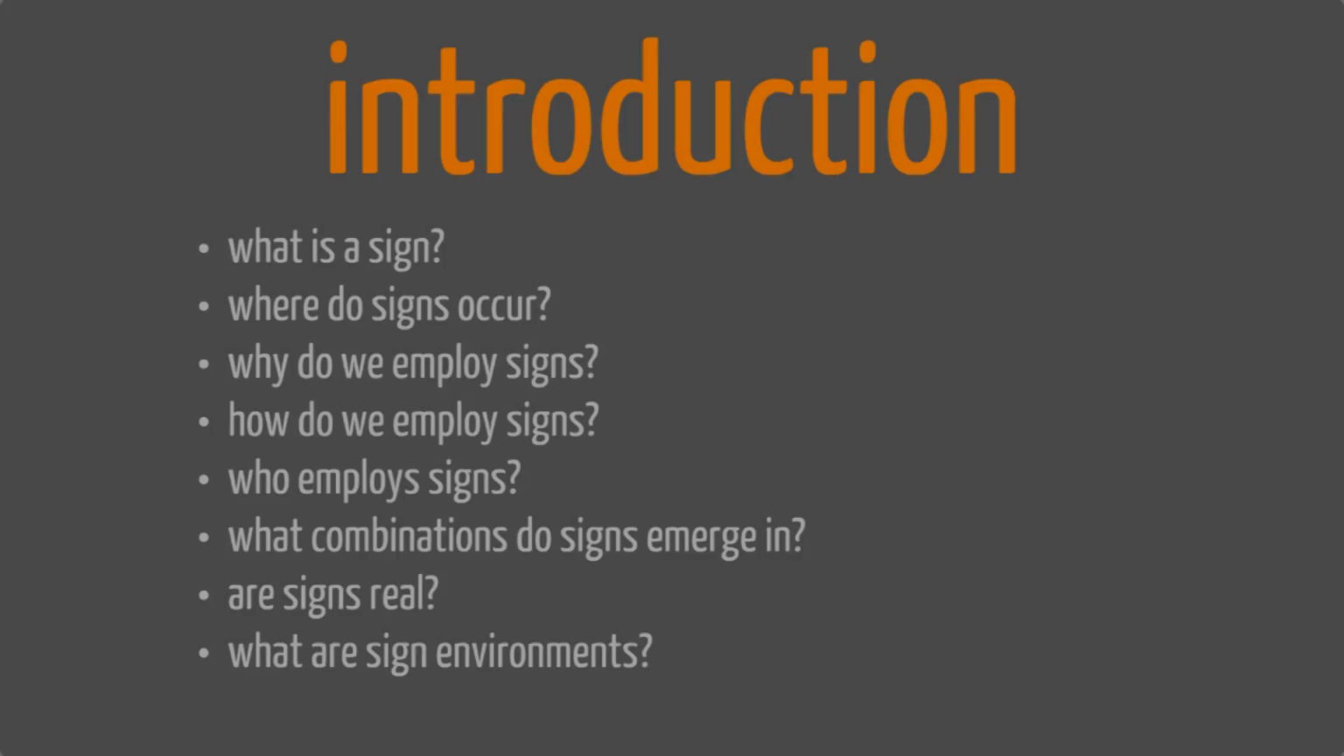Question 6. You can see question 6, yeah? What combinations do signs emerge in? And these responses are not very helpful, are they? They're making things more confusing, or increasing our confusion in some way. But what combinations do signs emerge in? The response to that is an infinite number of combinations, and we'll understand that gradually, especially as we get to post-structuralism, because post-structuralism is about the infinite combination of signs and infinite propagation of the sign.